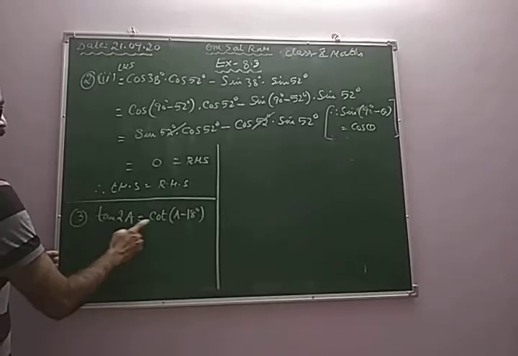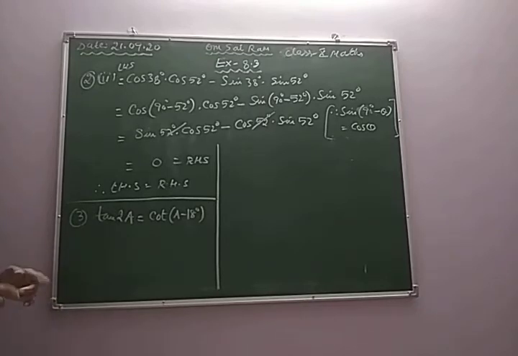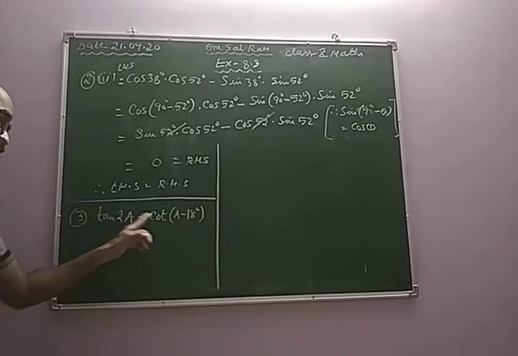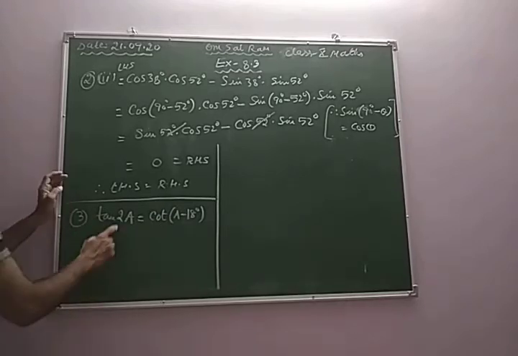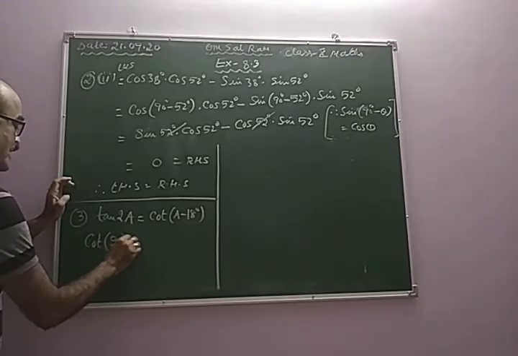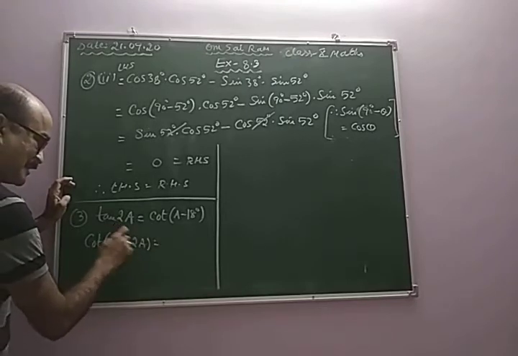So here we have tan and cot, and as we know, we can find the complement of this angle or the complement of that angle. When these two are equal, then one must be the complement of the other. So either you can change tan into cot, or you can change cot into tan. So it is easy to change tan 2A into cot. How will you change? Because cot (90 minus theta) is tan theta, right?